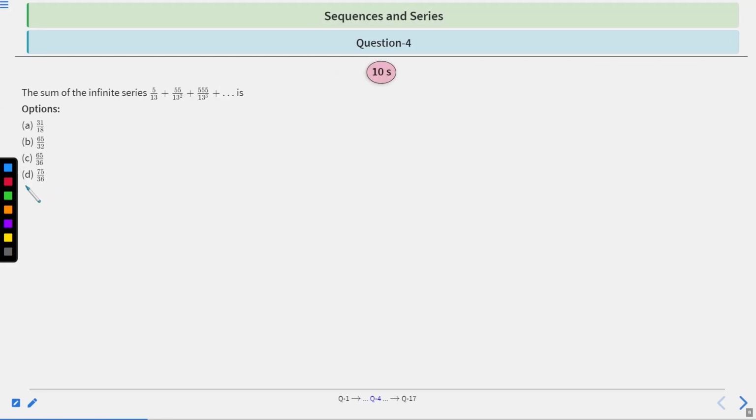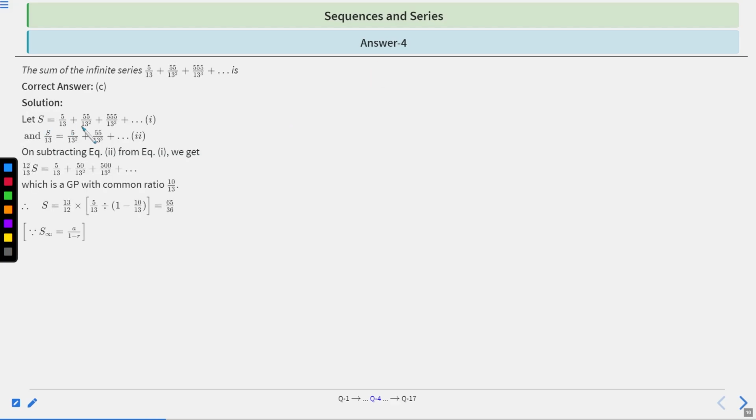Let's move to question number 4. The sum of the infinite series 5 upon 13, plus 55 upon 13 square, plus 555 upon 13 cube, till infinity. So let's move to the solution part after 10 seconds.